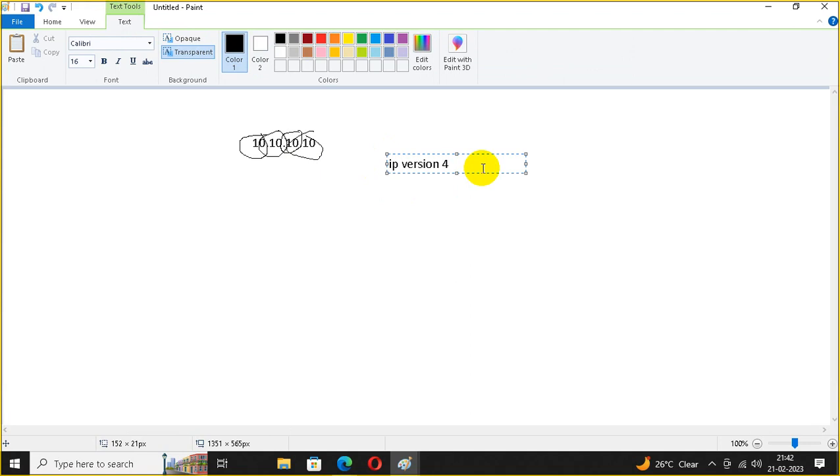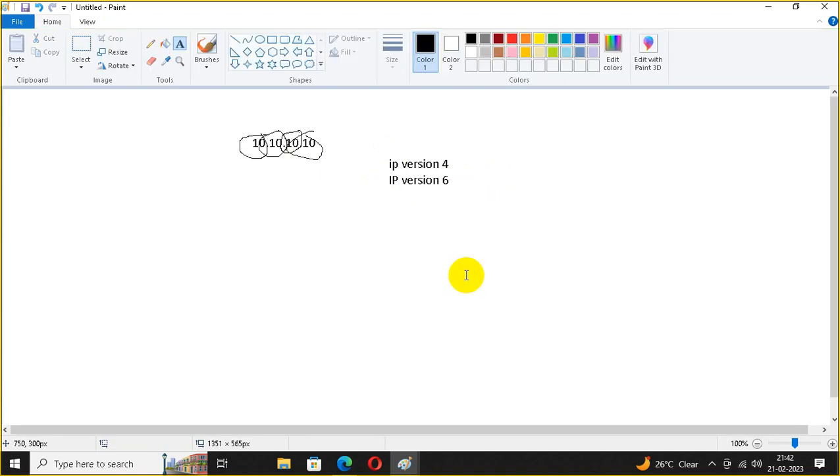So there is IP version 4 and there is IP version 6. Clear? But in general, we do not use IP version 6 for general purpose communication. We use IP version 4 for our day-to-day IP transaction or network transaction. Clear?